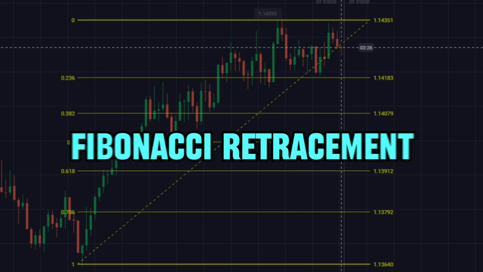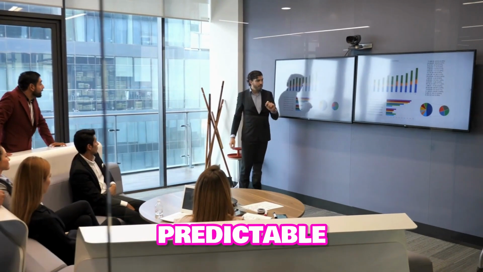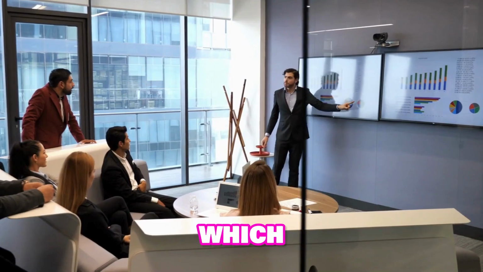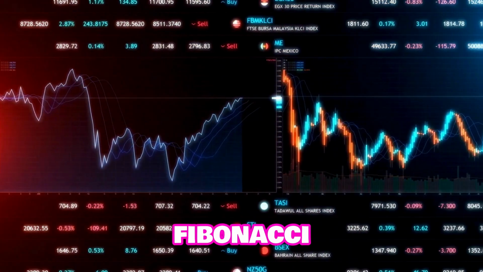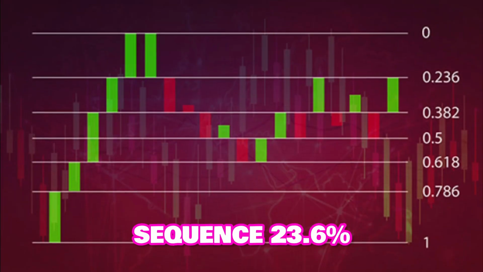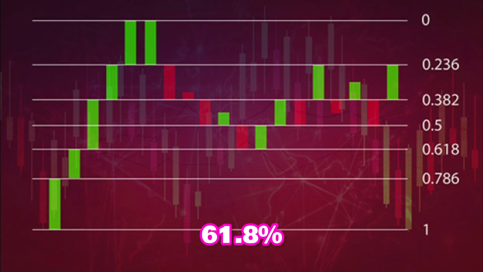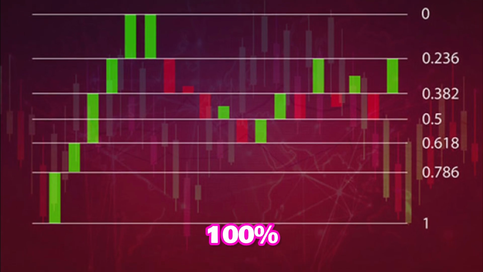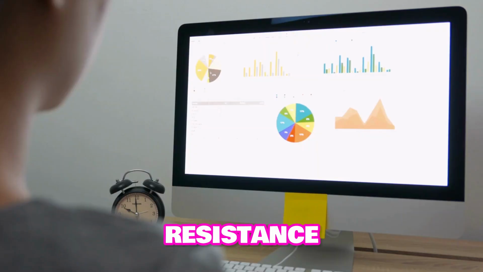Fibonacci retracement. Fibonacci retracement is a technical analysis tool based on the idea that markets will retrace a predictable portion of a move, after which they will continue in the original direction. The key levels used in Fibonacci retracement are derived from the Fibonacci sequence: 23.6%, 38.2%, 50%, 61.8%, and 100%. Traders use these levels to identify potential support and resistance areas.